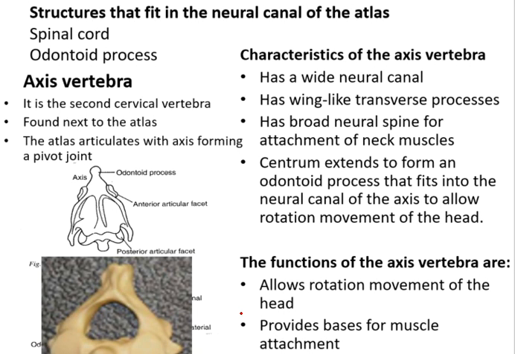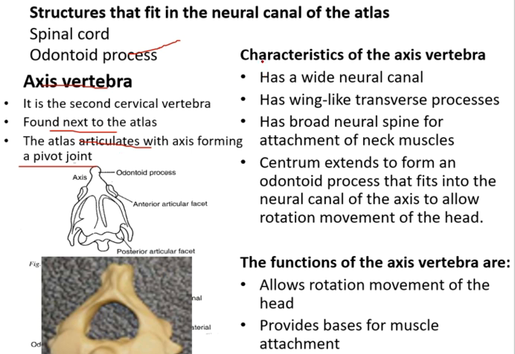Structures that fit in the neural canal of the atlas. Number 1, we have spinal cord, then odontoid process. And this odontoid process is from the axis. Let's look at the axis vertebra. It is the second cervical vertebra next to the atlas, then articulates with the atlas to form a pivot joint which allows rotational movement of the head.